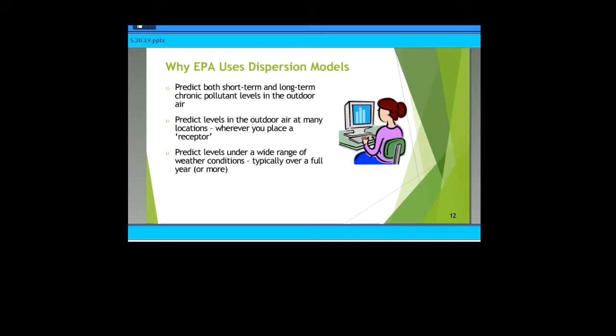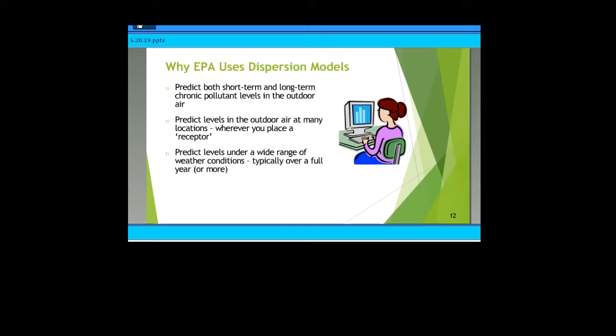Then we can also look at longer-term levels. Like I said, we usually do up to a year. We can place the receptor wherever we want. That's another good reason to use the dispersion modeling. Monitoring is great, but we only know the concentration at those monitors. When we use models, we can put receptors wherever we want in the whole domain and have a good idea of what those concentrations are. So there's a lot more data to work with when you use a model.